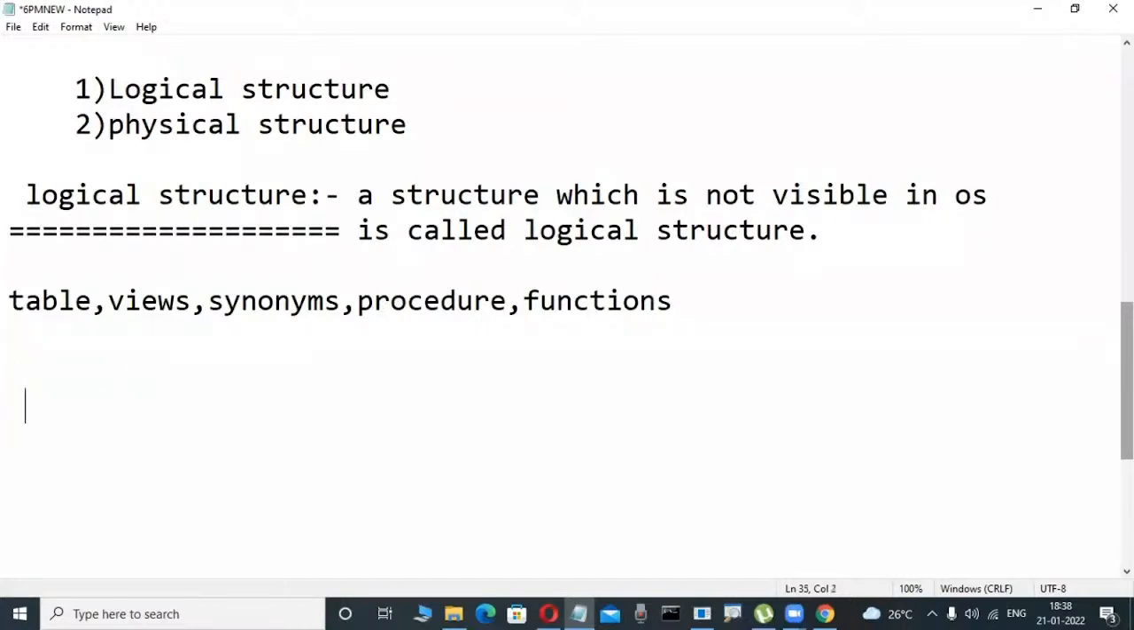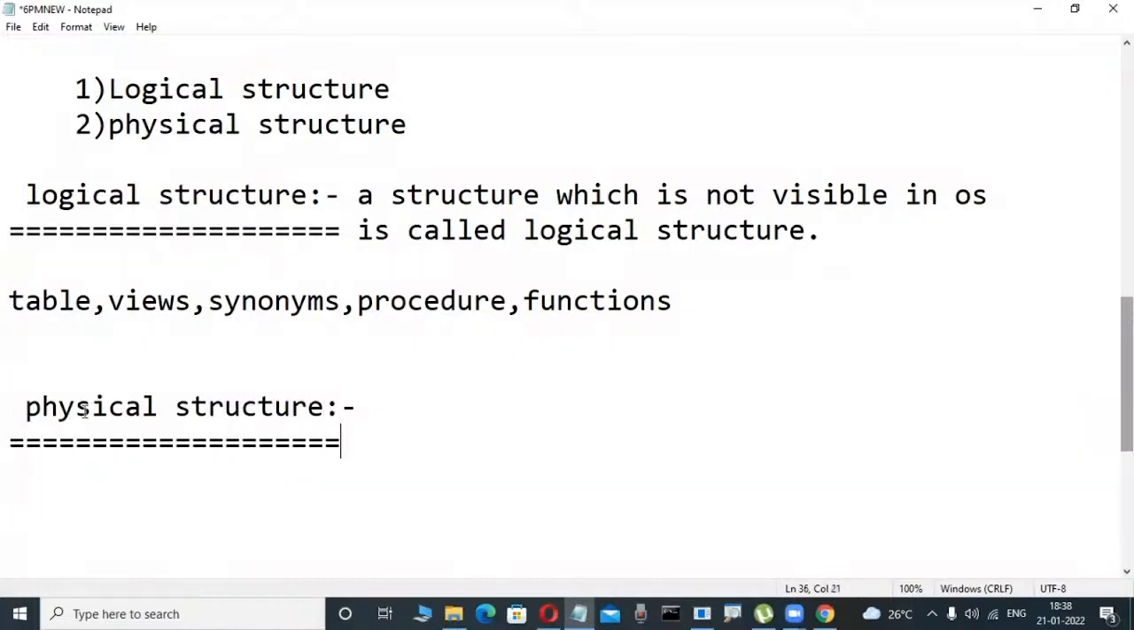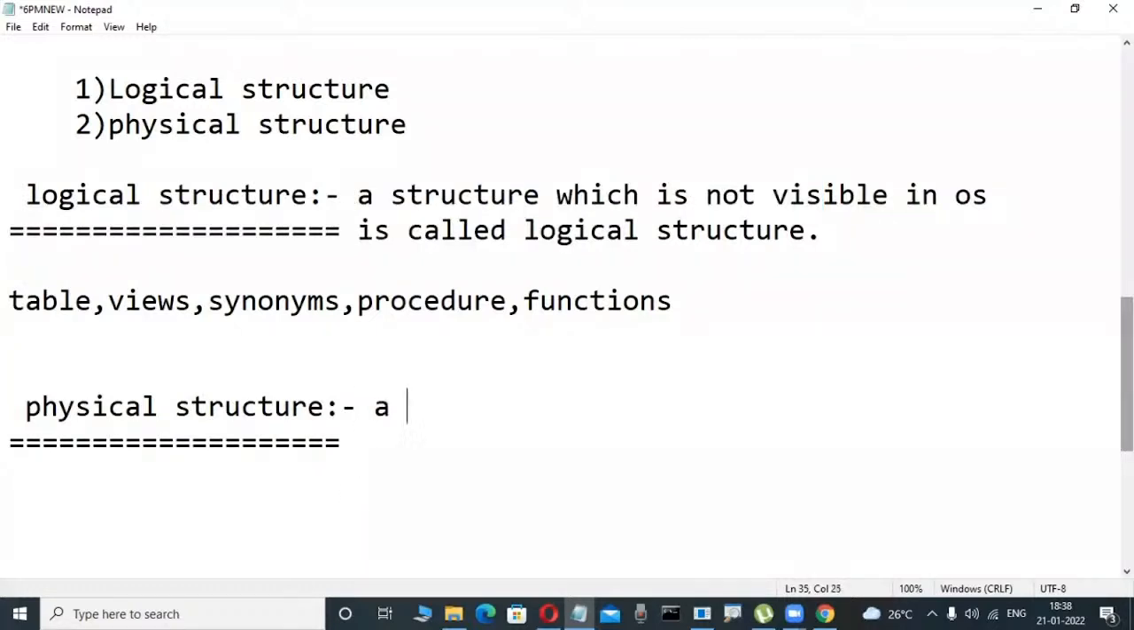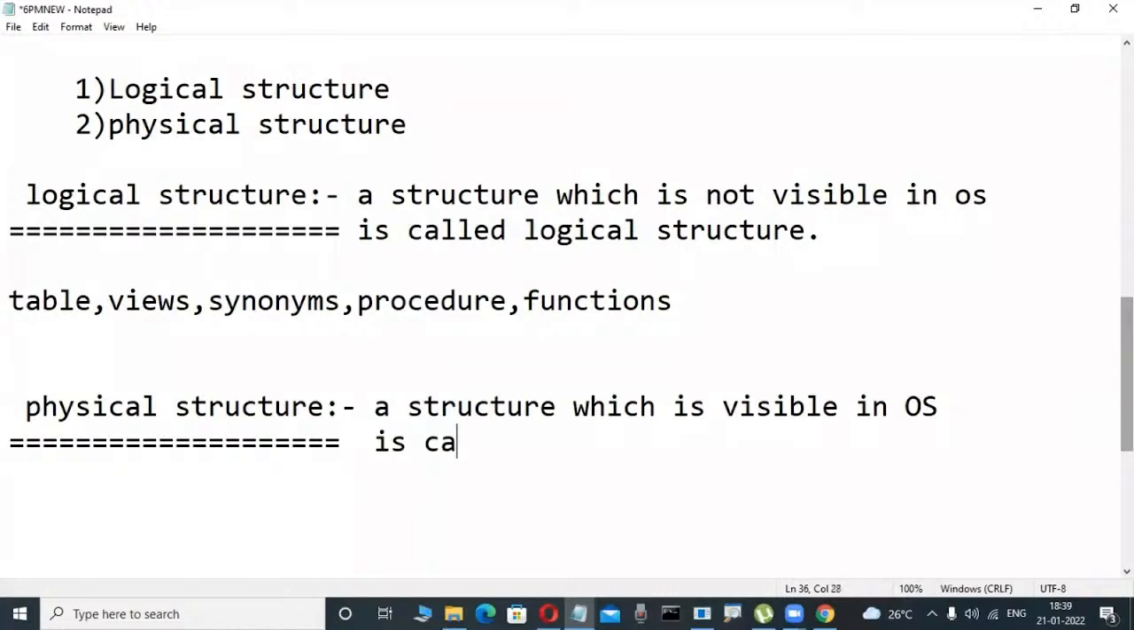Now observe it here. What is a physical structure? Don't write it, just roughly observe it here. It is just for an idea. What does physical structure mean? This is the opposite only. A structure which is visible in the operating system, which is visible in the OS, is called a physical structure.